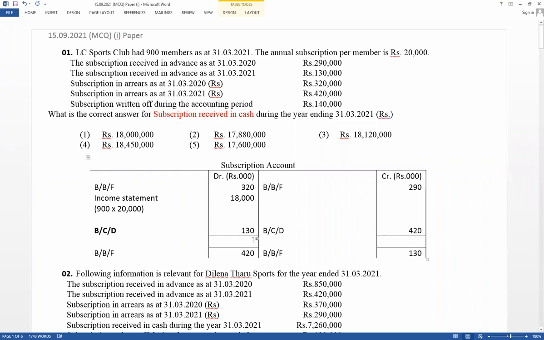Now close the subscription account. They are subscription received in cash. Debit side increase, take the total value. Therefore, debit side total money equal 18,450. Take that value to the credit side. The difference value is cash. Cash account debit, subscription account credit. Value equal 17,000. Take the difference value. The difference value should be considered as cash. Therefore, 18,450 minus 290 as well as minus 420.